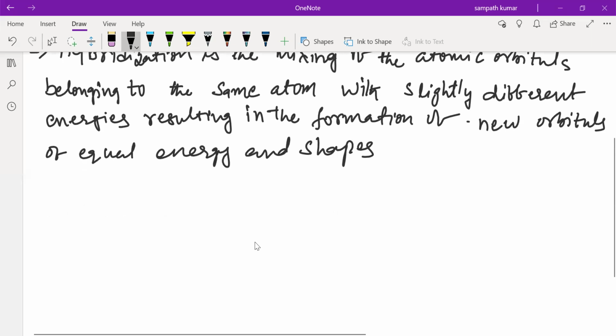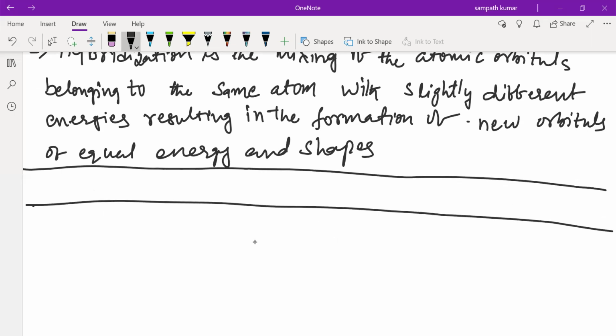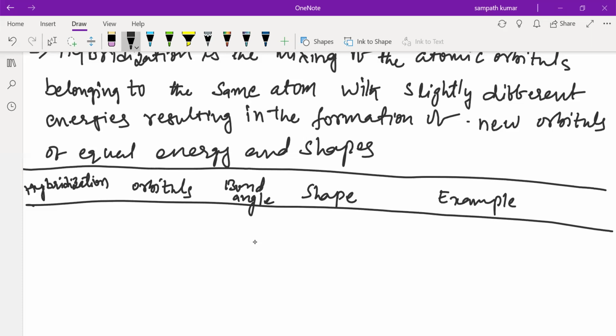Here we take a chart with boxes. The first column is hybridization, the second is orbitals, the third is bond angle, the fourth is shape of the molecule, and then examples.